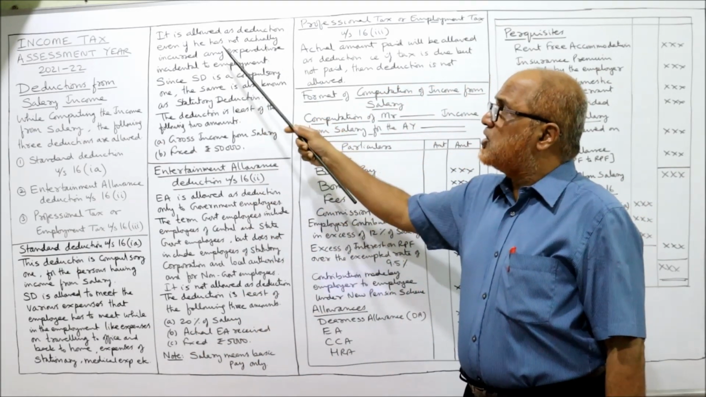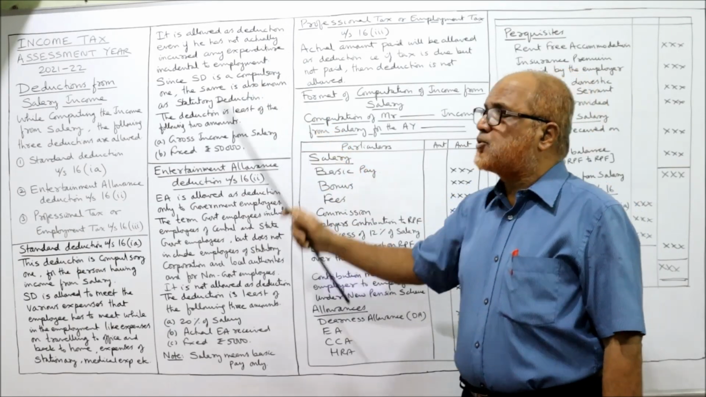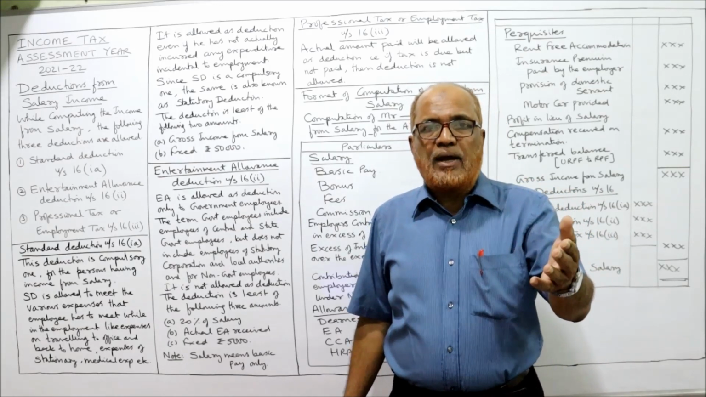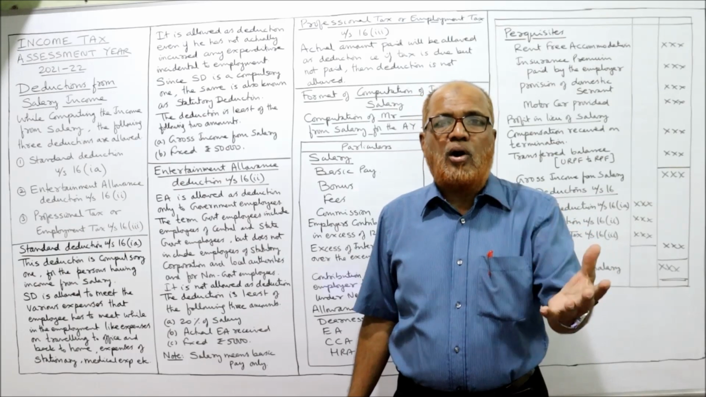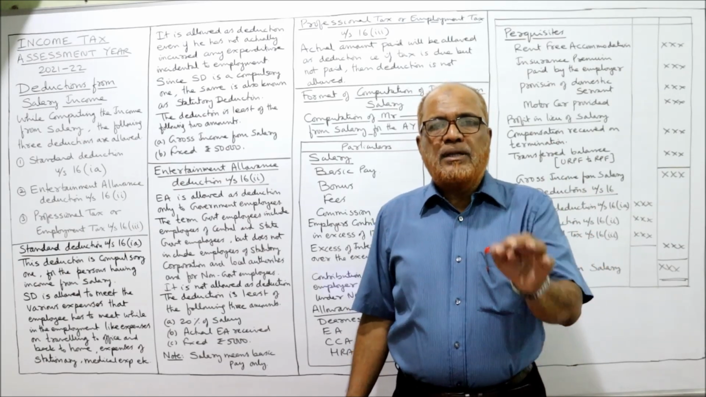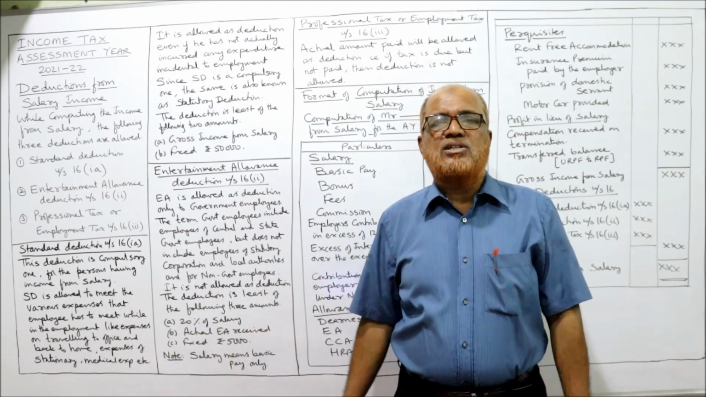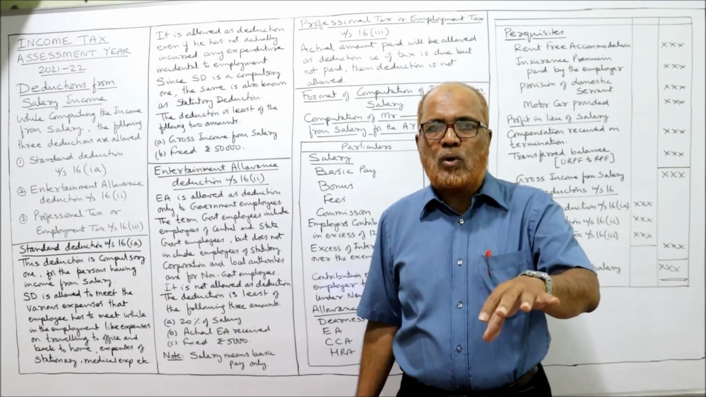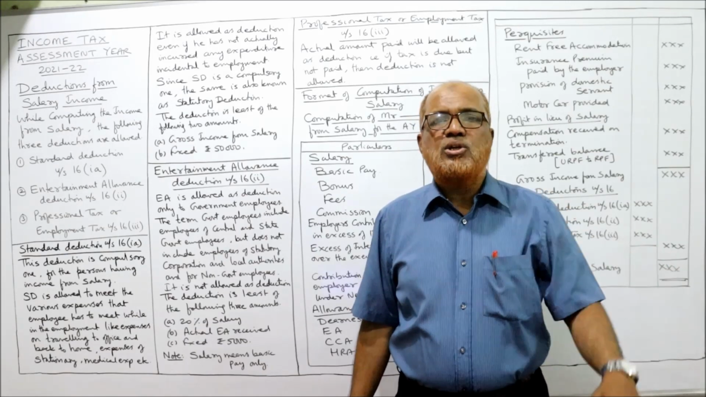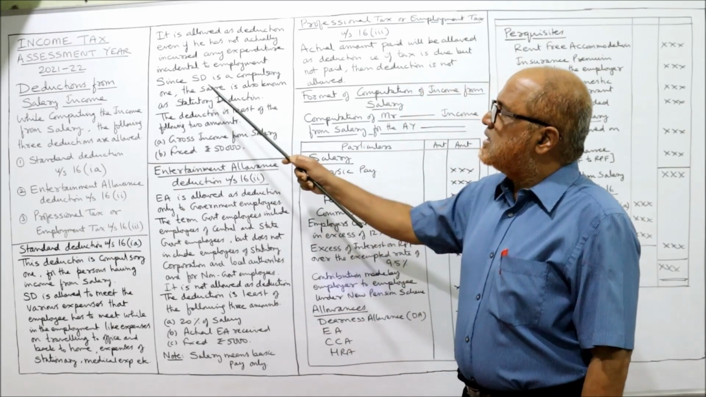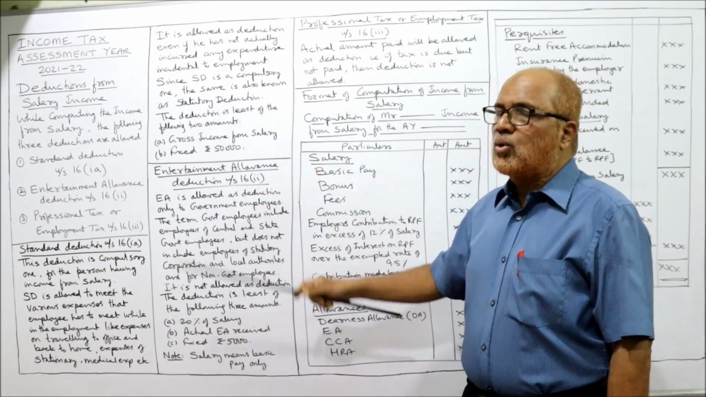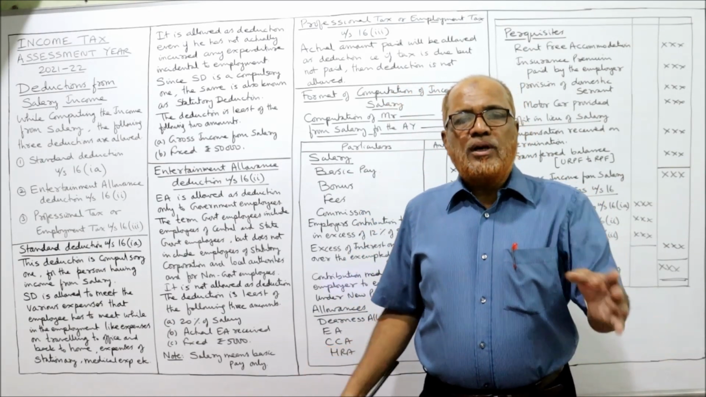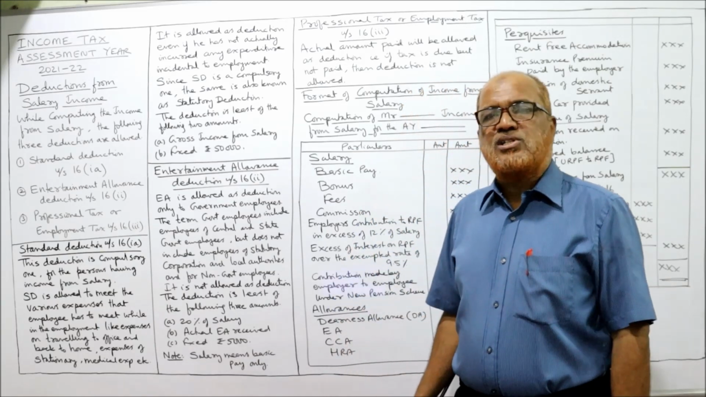It is allowed as deduction even if he has not actually incurred any expenditure incidental to employment. The Income Tax Act will not see what expenditure you are incurring, whether you are incurring or not. Directly it will be given. But the purpose of giving this standard deduction is to meet all incidental expenses the employee has incurred in relation to his employment. Since standard deduction is compulsory, it is also known as statutory deduction. Because it is compulsory, no way out. So it is also called statutory deduction or standard deduction.